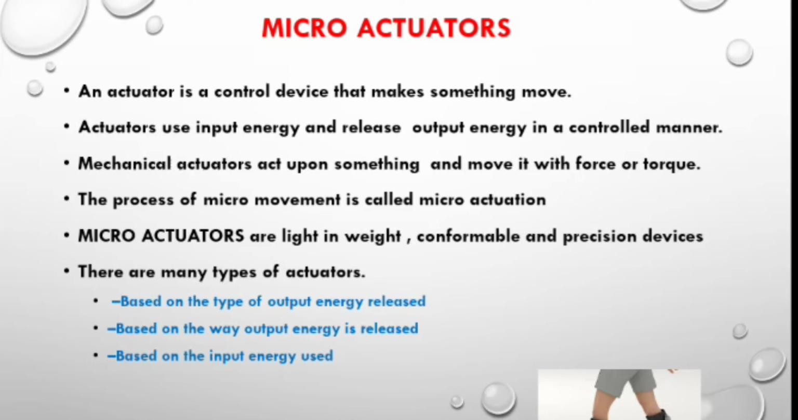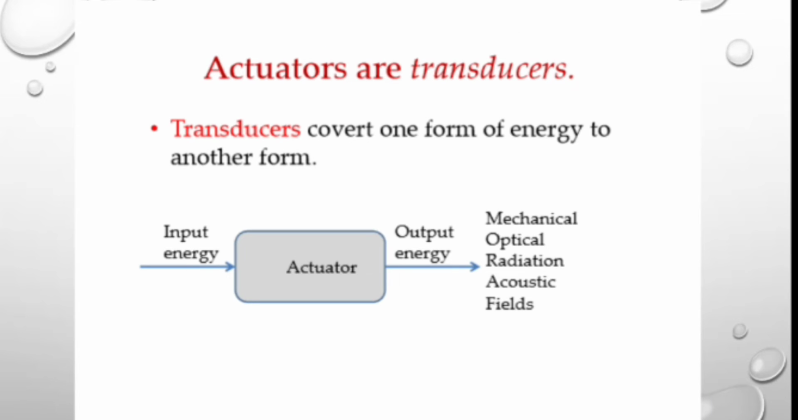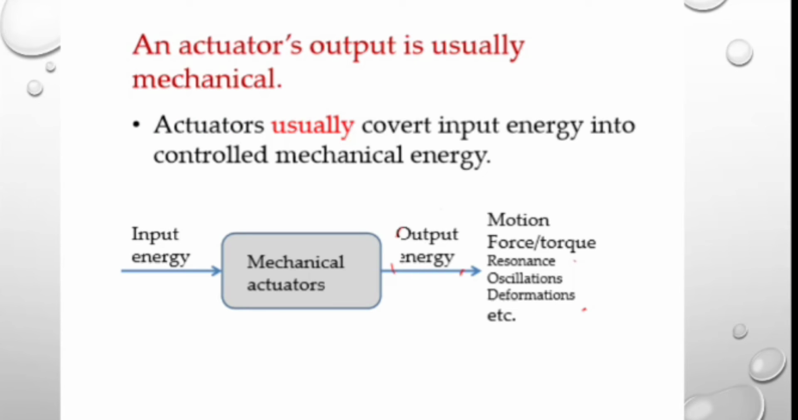There are many types of actuators based on the type of output energy released, the way output energy is released, and the input energy used. Actuators are transducers. That means they convert one form of energy to another. Actuators usually convert input energy into controlled mechanical energy.